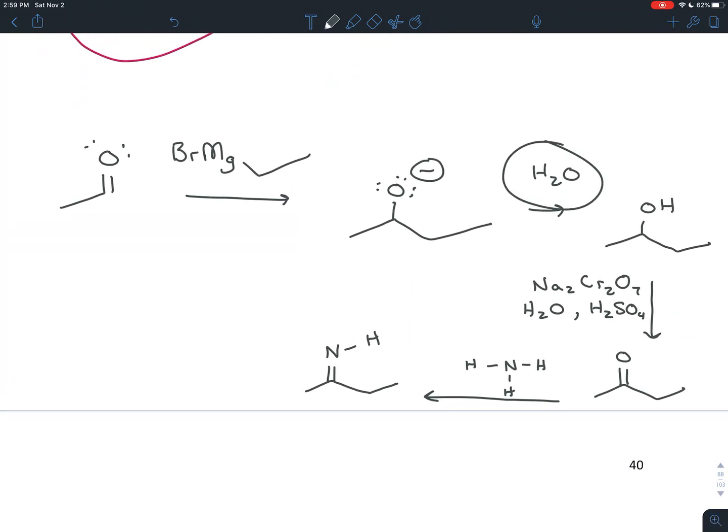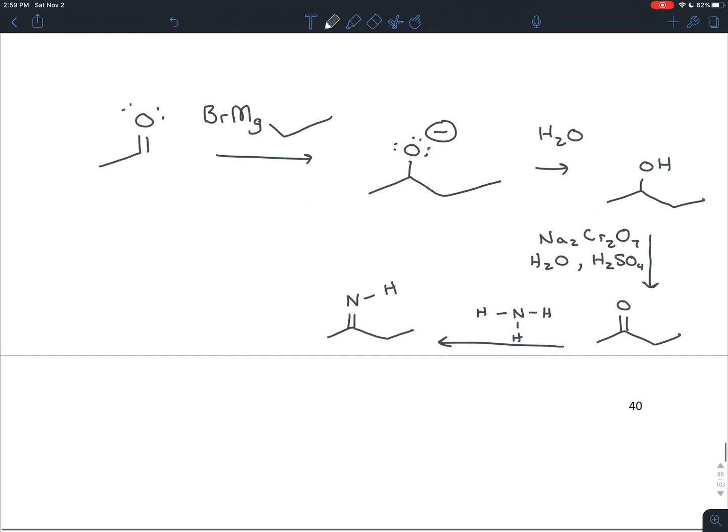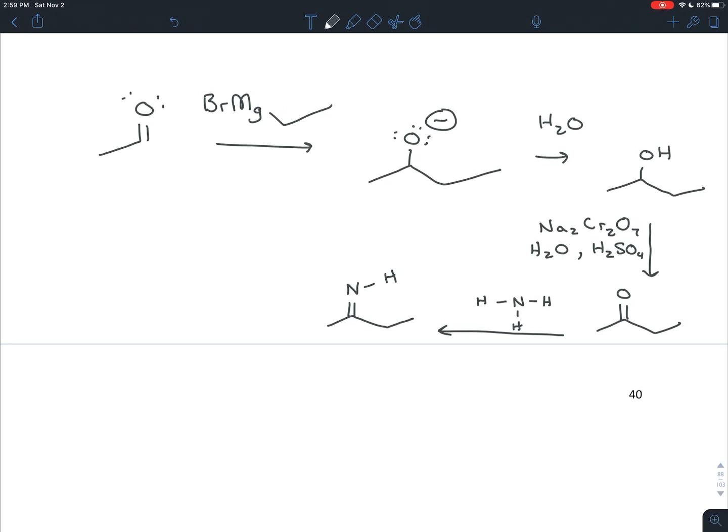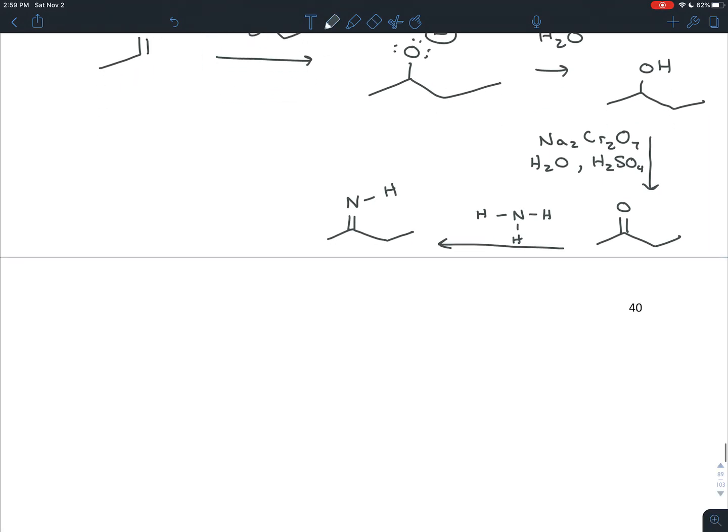Once you do the Grignard reagent, treat it with water to stabilize the negative charge, oxidize it to get your ketone back, and then treat it with a primary amine, or at least an amine that has 2 hydrogens, and that gives you your imine. So the steps that you would want to write here is first the ethyl magnesium bromide, you could have this as your answer.